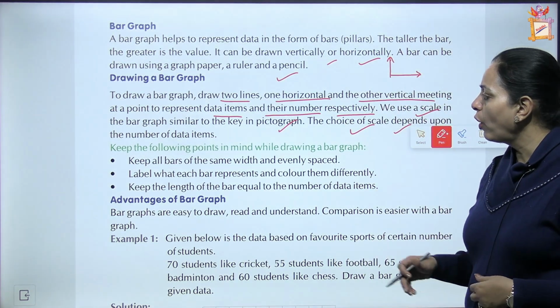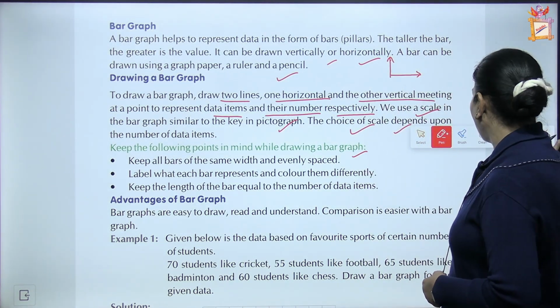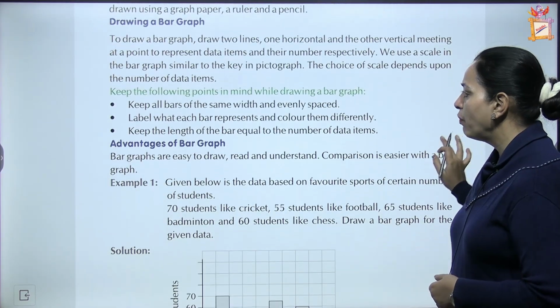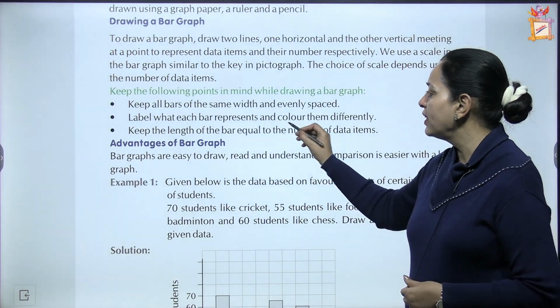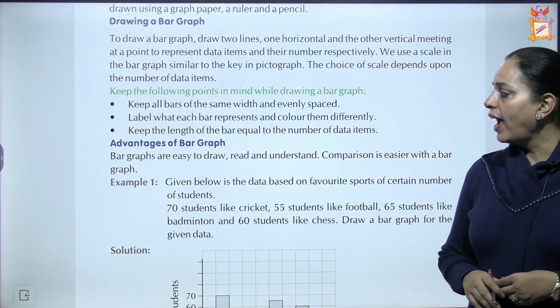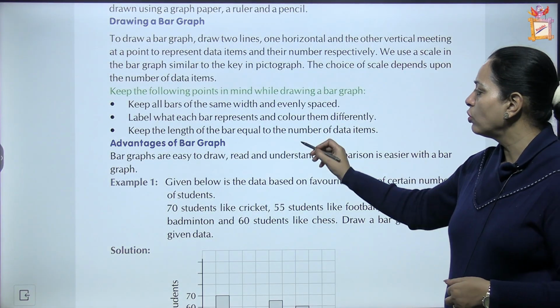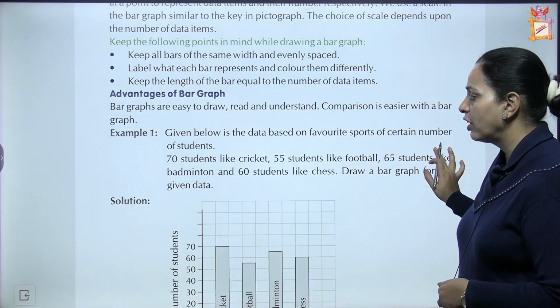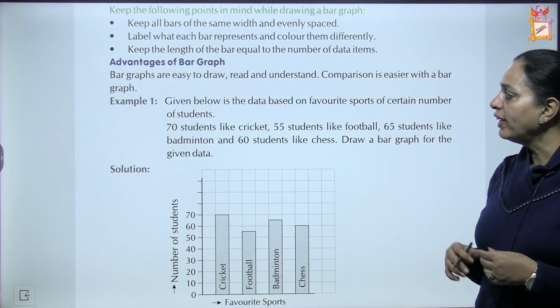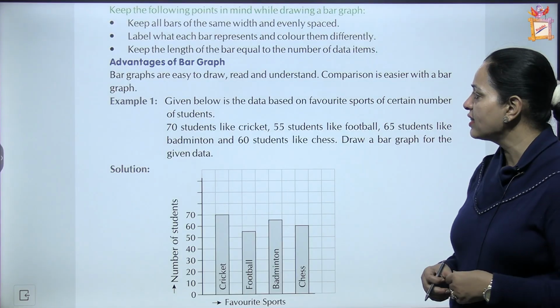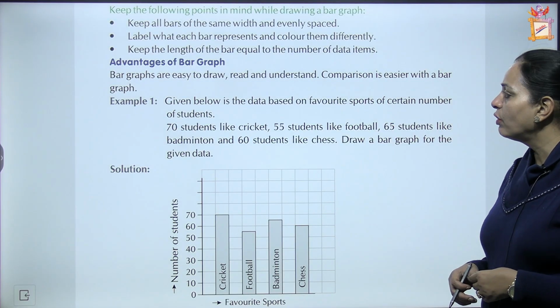Now keep the following points in mind while drawing a bar graph. Keep all bars of the same width and evenly spaced, and label what each bar represents and color them differently, and keep the length of the bar equal to the number of data items. Now what are the advantages of bar graph? Bar graphs are easy to draw, read and understand. Comparison is easier with the bar graph.